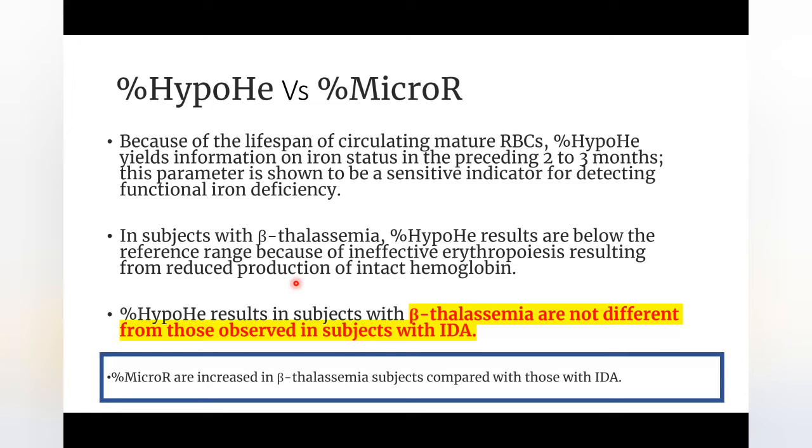Again, they have said that in subjects with beta thalassemia, the percentage of hypochromic E results are below the reference range because of ineffective erythropoiesis, resulting in reduced production of intact hemoglobin. In the same way, in iron deficiency anemia there is iron deficient erythropoiesis. So there also we have a lot of percentage of hypo-E cells, but the difference is not significant, whereas micro-R are more in cases of beta thal patients.